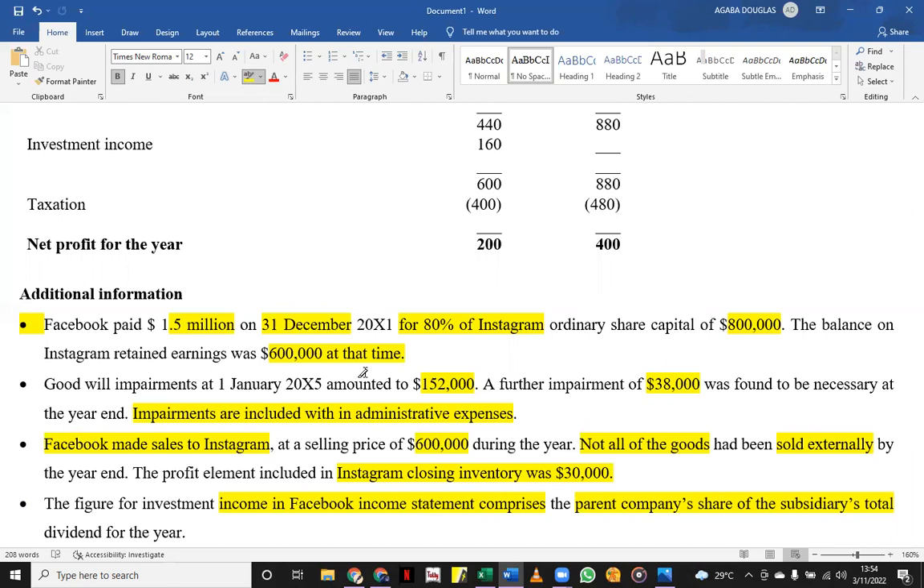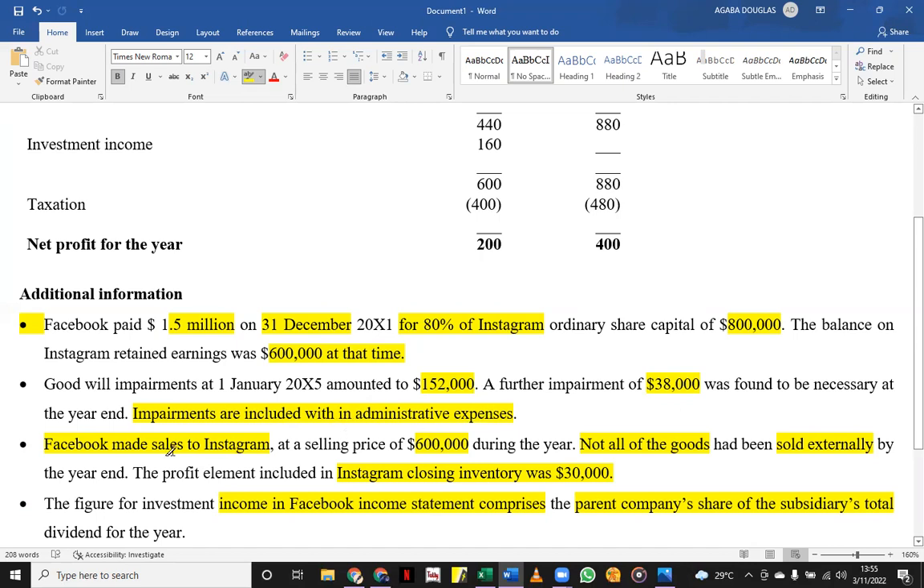And if you can see, we have 1.4, that is the share capital and the retained earnings, meaning Facebook bought this company at a goodwill inclusive. And then we can also be seeing that goodwill impairment at 1st January 20x5 amounted to 152,000. And then they are telling us a further impairment of 38,000 was found to be necessary at the end of the year. They are going ahead to tell us that impairments are included with the administrative expenses, meaning we need to make adjustments.